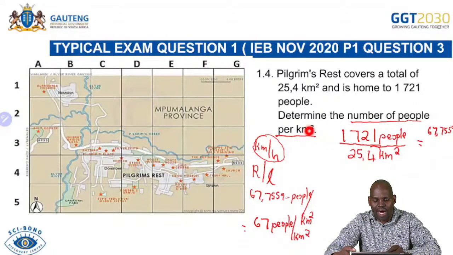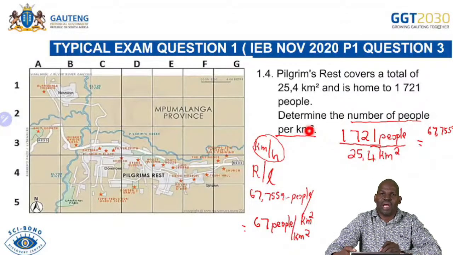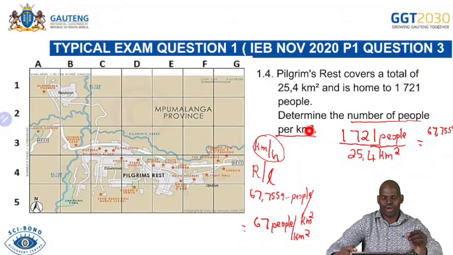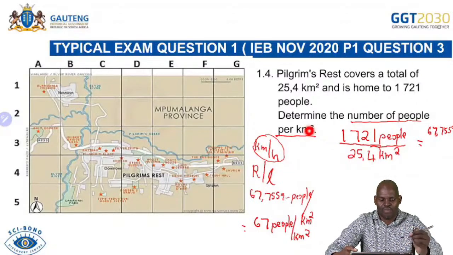So you don't leave your answer in decimal form, because this decimal means the number of people, and we can't leave the number of people in decimal form. We don't get a fraction of a person. So in the end, it must be 67 people per kilometer squared. That is number 1.4.